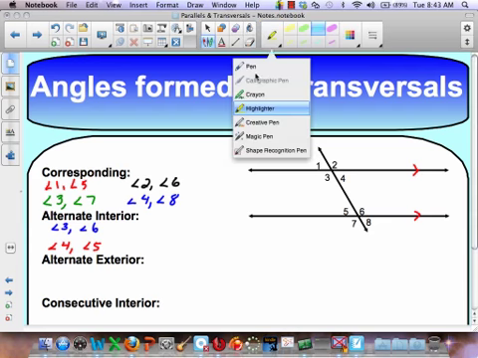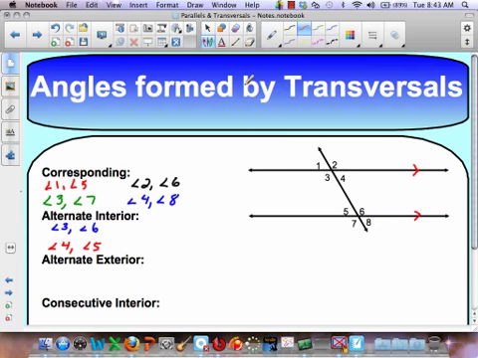Alternate exterior is almost the same concept, except exterior implies what? Outside. So what are my alternate exteriors? 1 and, so 1 is alternate exterior with what other angle? 8. So again, top and bottom. So 1 and 8, 2 and 7.